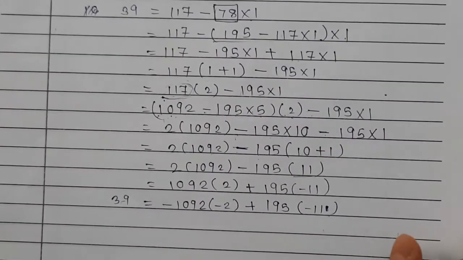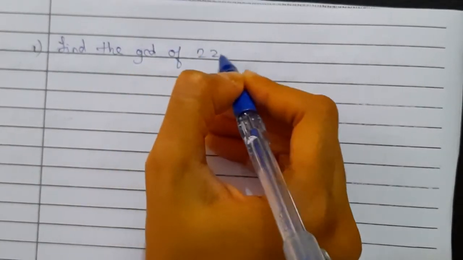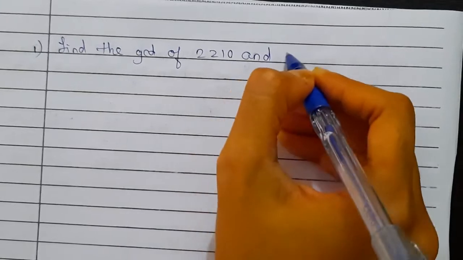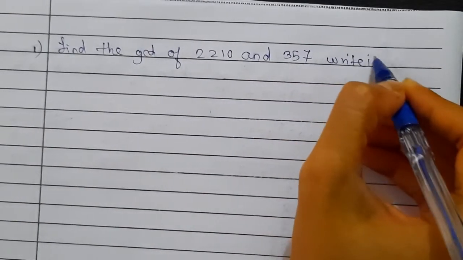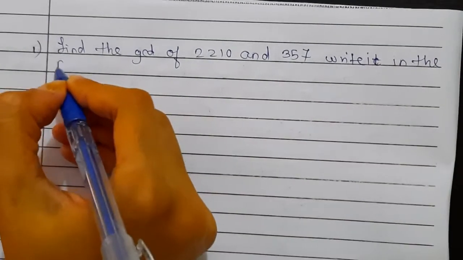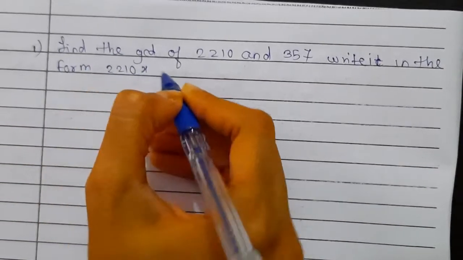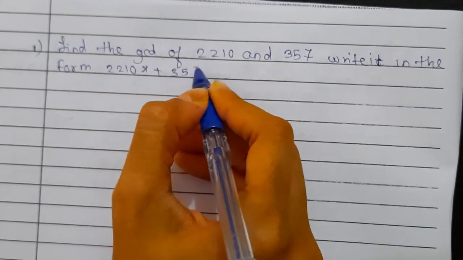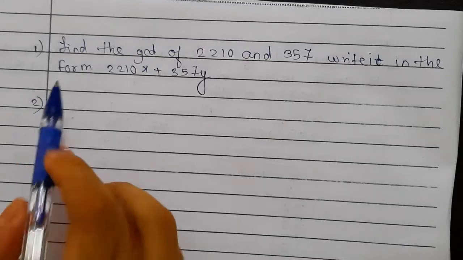So let me give you some exercises. Your first question is: find the GCD of 2210 and 357 and write it in the form 2210x plus 357y. Okay, this is your first question.